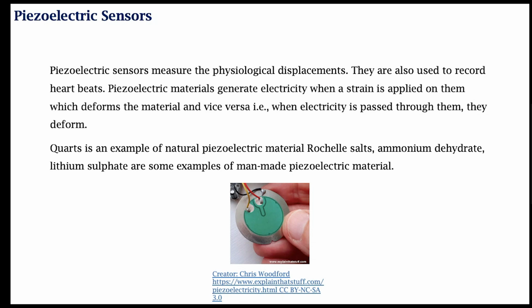Some of these materials are naturally piezoelectric. For example, quartz. Quartz is spelled with a Q here. Actually, it's quartz. Quartz as a piezoelectric material. There are other materials: Rochelle salts, ammonium dihydrate, lithium sulfate, or some other synthetic or man-made piezoelectric materials.